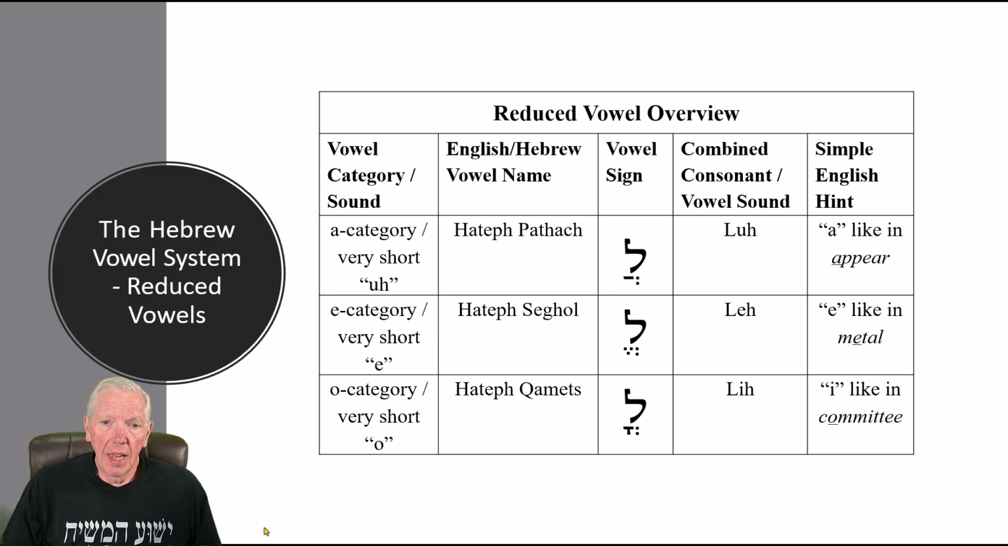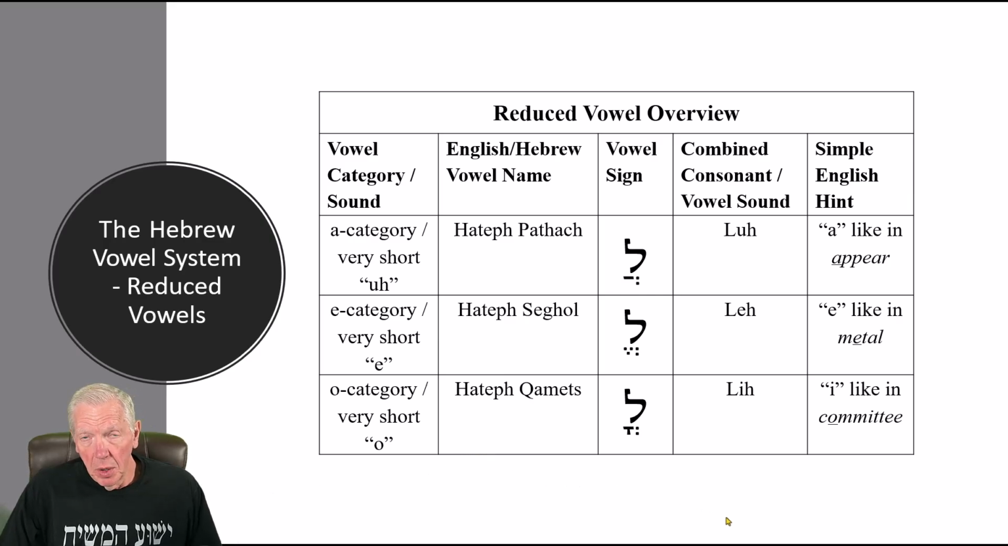We have a thing called the hatef segol. So again, we pick up the segol sound, like the eh, but that Shewa is there, and so it's a very brief eh, like in metal. Like it's real super brief. And so it's called a hatef segol. Then we also have a hatef qamets, and that gets the o sound, like in committee, real quick. It's a quick little O sound. Or police, if you say police, you're pronouncing that O really, really quickly. That's what we're getting at there with a hatef qamets.